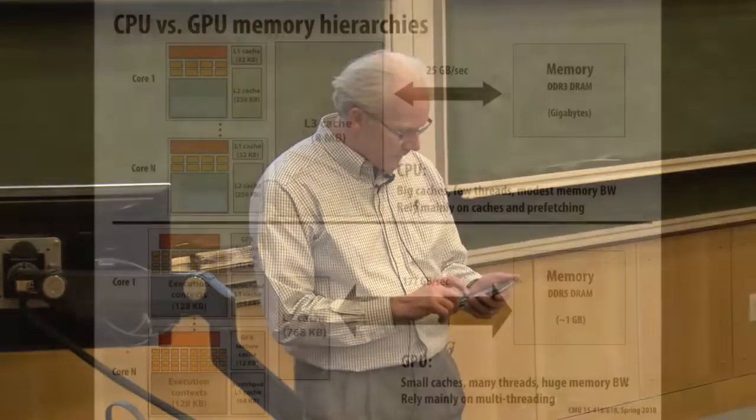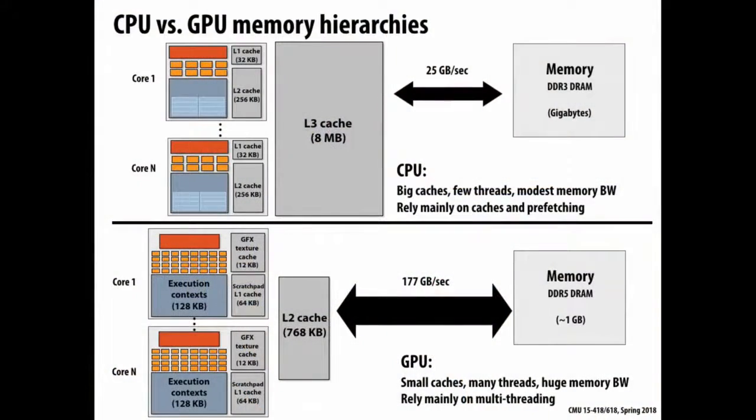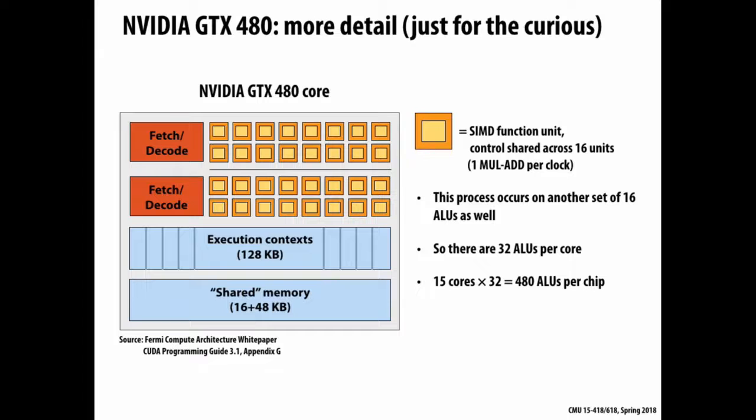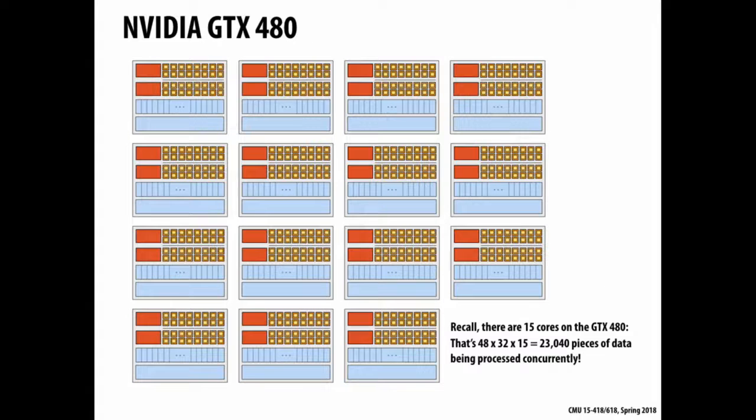But now what it will do is manage, let me see, I'll come later. So like this model 480 is a little bit older than the ones we have in the Gates cluster. It had 15 cores.